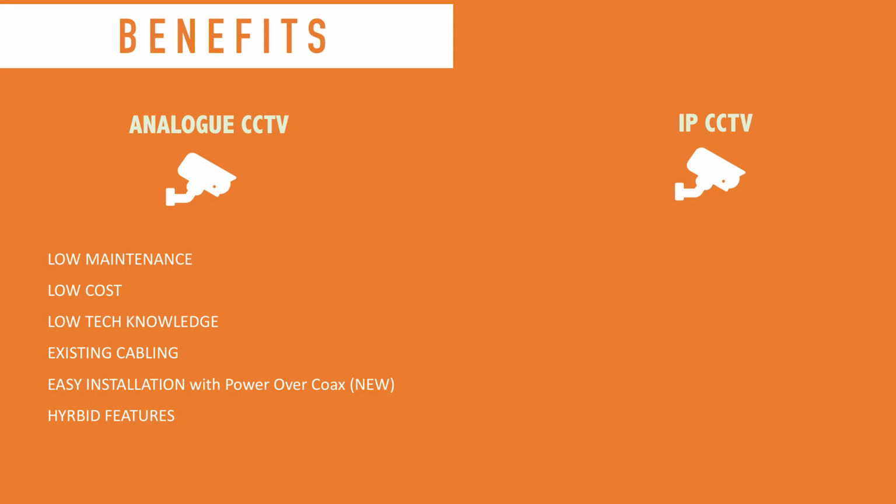And the other thing is, if you can imagine you've already got a system that you want to upgrade to high definition, if you have existing cabling like coaxial or shotgun cabling, then it would make more sense to utilize the existing cabling and upgrade to high definition rather than running new wiring.